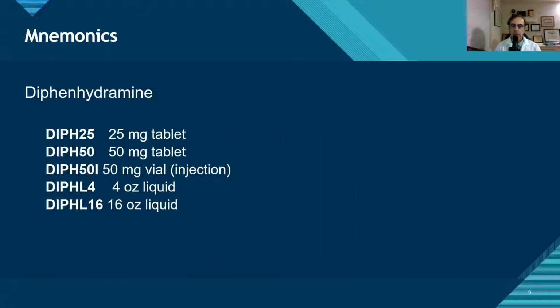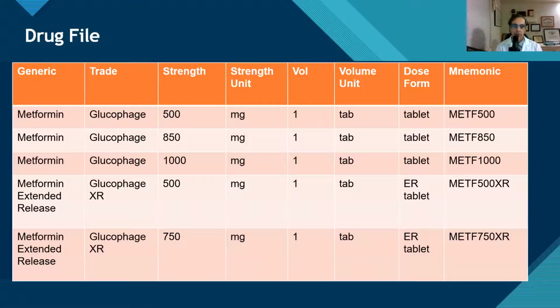And here's an example of a drug, diphenhydramine, and you know that it comes in a lot of different dose forms, and here we have the tablets, injection, and liquids, and you can see how, following the rules on the previous screen, you can build these mnemonics into your system. The whole point, though, is to have a standard method that's consistent in building these mnemonics.